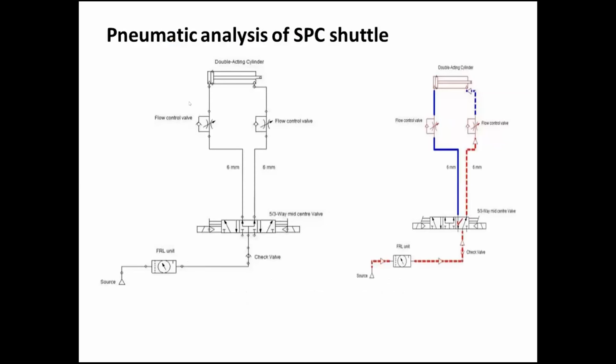Similarly, for the pneumatic analysis of the SPC shuttle, there is one cylinder used, where the source from the compressor comes, then goes on to the FRL unit. There are check valves and a 5x3 mid-centered valve. Then the flow is controlled by the flow control valve, and the double acting cylinder moves either forward or reverse based on the 5x3 mid-centered valve. One position is to move forward and another position is to move backward, as we can see three positions of the valve, and one is for emergency purposes like current power loss.